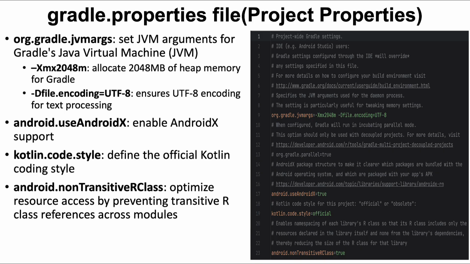The android.useAndroidX is used to enable AndroidX support in an Android project. This setting ensures that the project uses AndroidX libraries instead of the older support library. AndroidX replaces the old support library, deprecated since 2019. AndroidX is a modernized library that replaces the Android support library to provide backwards compatible features and Jetpack components for Android development. It improves app stability, performance, and maintainability while following best practices.